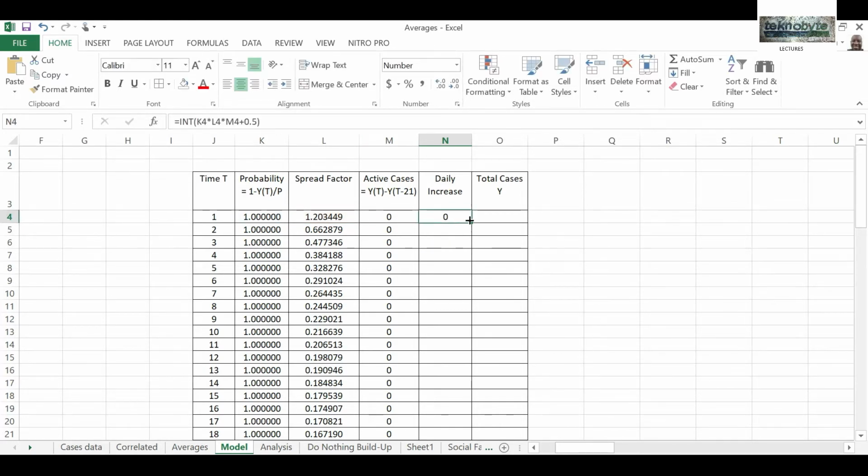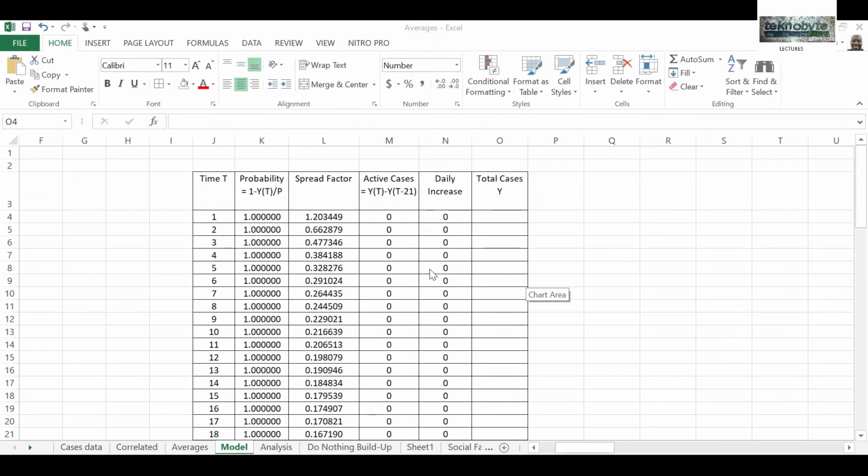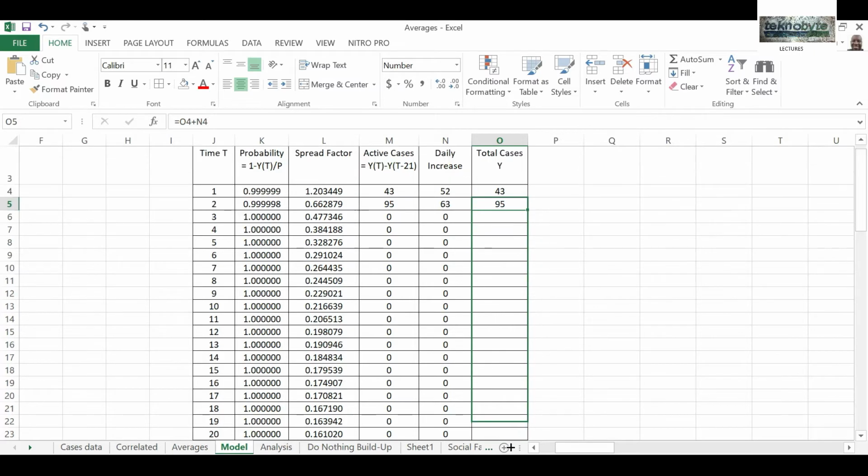So we repeat the same so that we cover the whole of the 45 days. As for the daily increase, we take the number of cases in the first day to be 43, as had been predicted by a model. And for the second day, the cases will be what was there in the previous day, plus what was predicted on the daily increase. In this case, it was 52. And we'll continue doing the same until the 45th day.